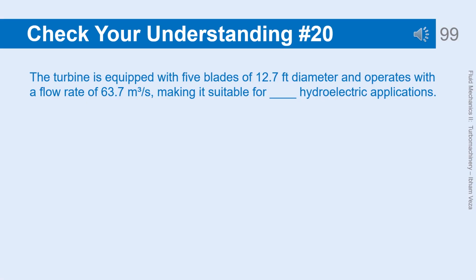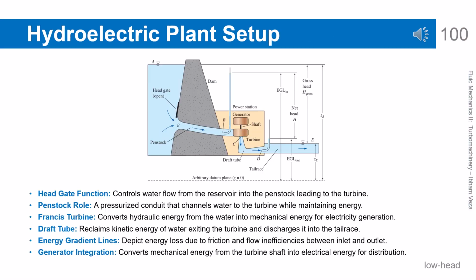The turbine is equipped with 5 blades of 12.7 feet diameter and operates with a flow rate of 63.7 meters cubed per second, making it suitable for low-head hydroelectric applications.